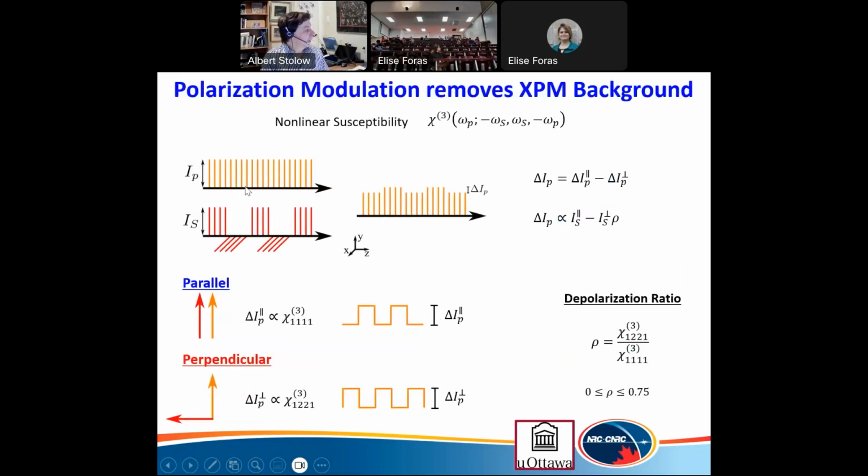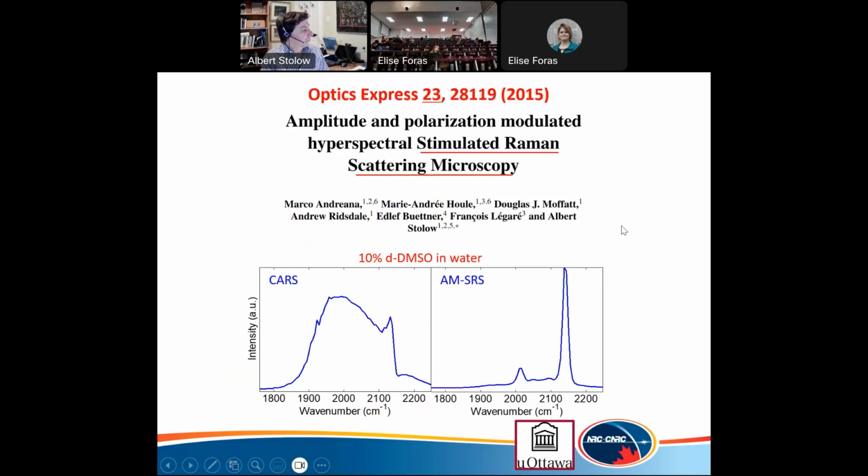And you can see that there's an interesting aspect of this, which is I'm not changing the total laser power through the sample. All I'm doing is flipping the polarization. But there are selection rules in Raman spectroscopy which depend on polarization. And so what I'm doing is I'm modulating between parallel and perpendicular transitions. So this works, and I'll show you the idea.